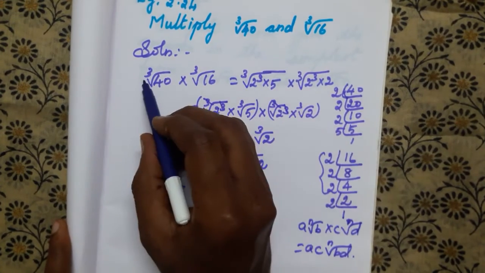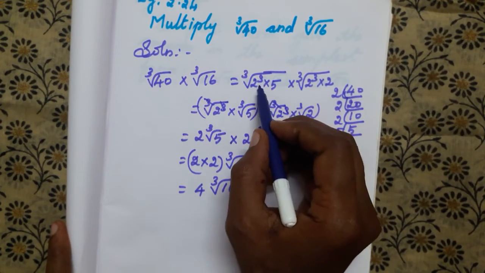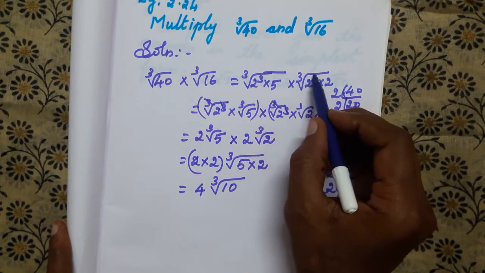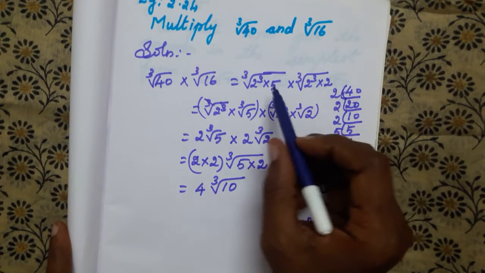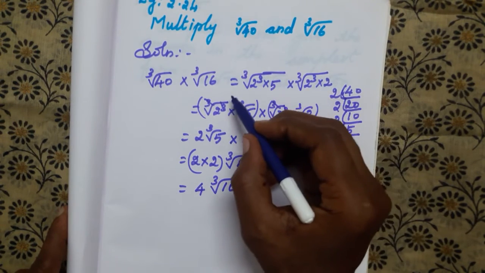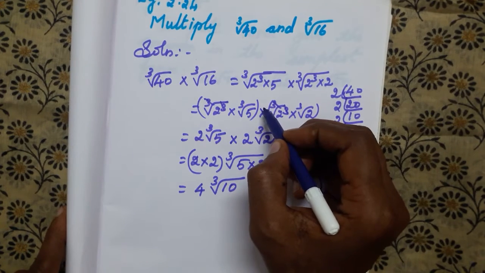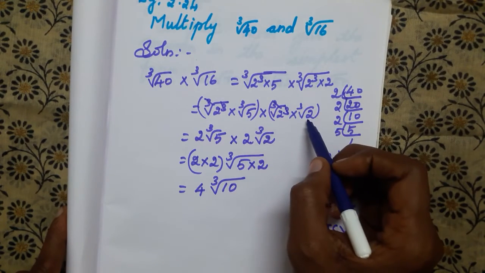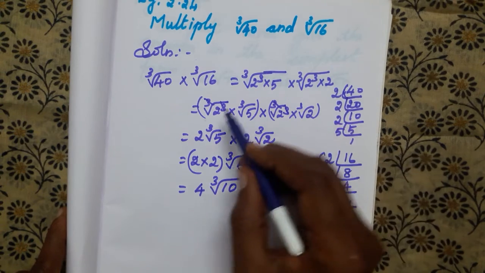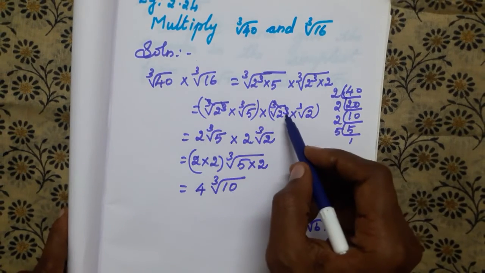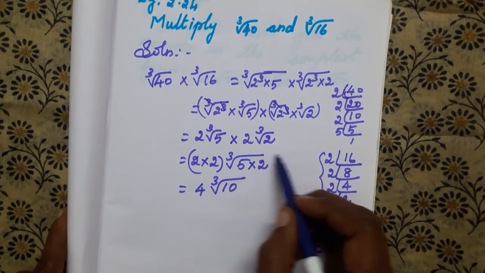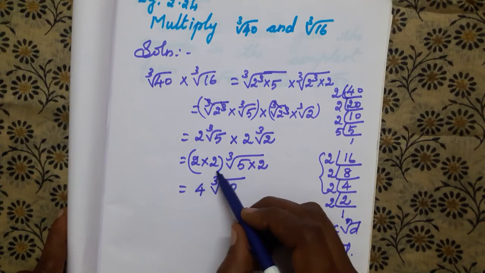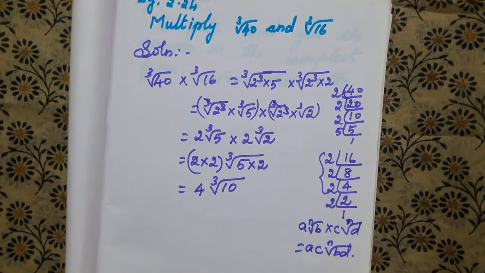First, cube root of 40 is equal to cube root of 2 cube into 5. Cube root of 16 is equal to cube root of 2 cube into 2. Now we can write cube root of 2 cube into cube root of 5, next cube root of 2 cube into cube root of 2. Here 2 cube root of 5, here 2 cube root of 2. It's equal to 2 into 2 cube root of 5 into 2. 2 2s are 4 into cube root of 10. Can you understand this?